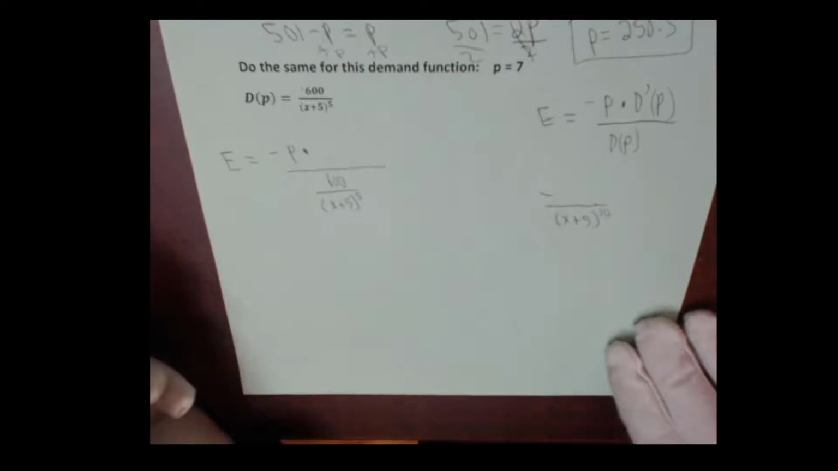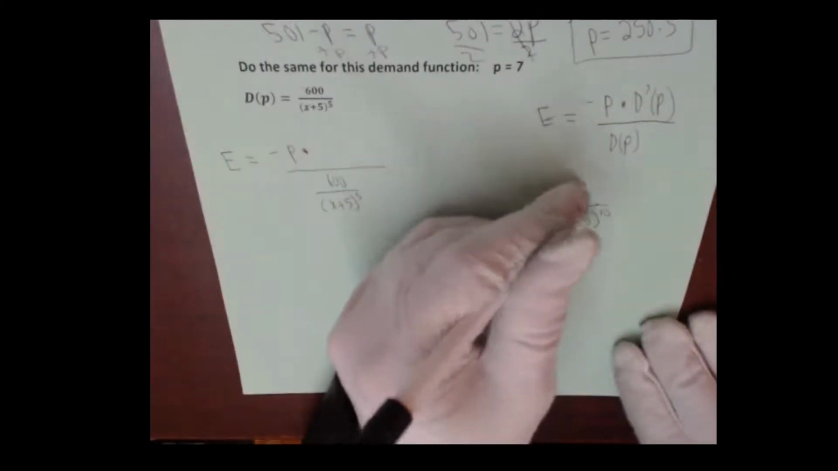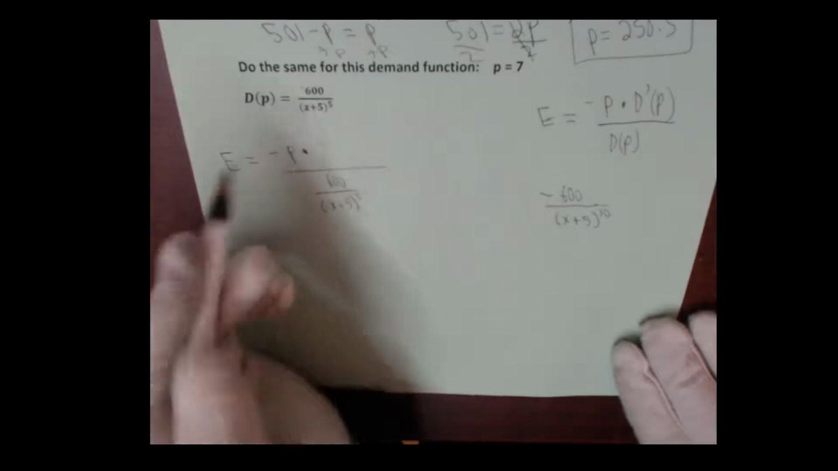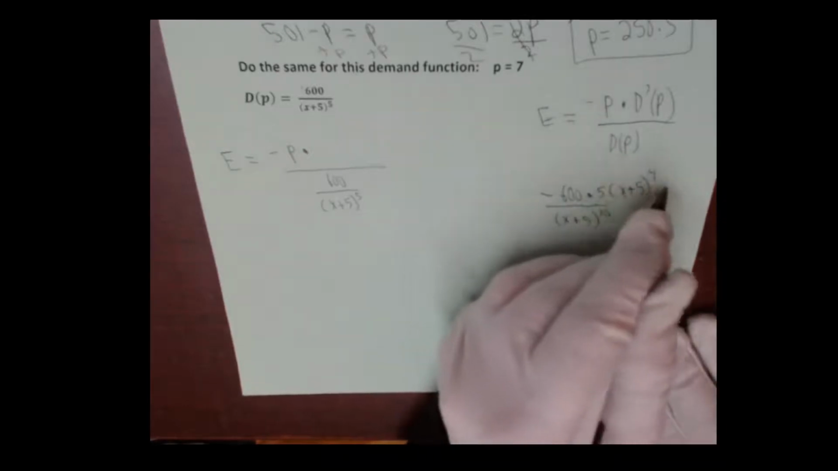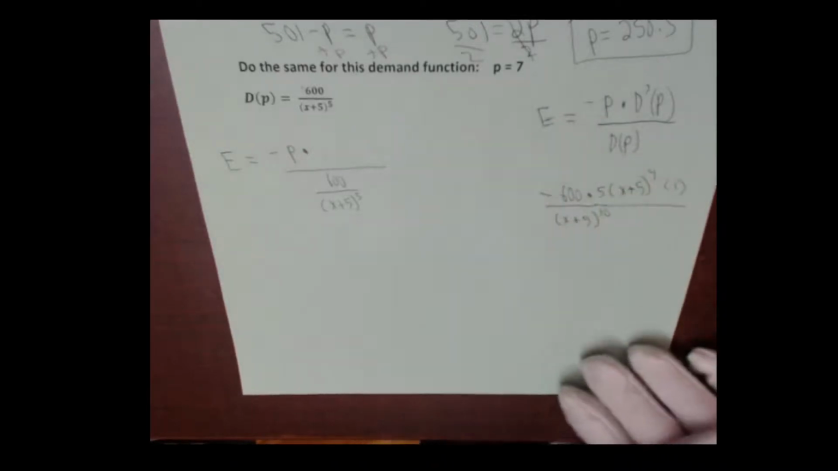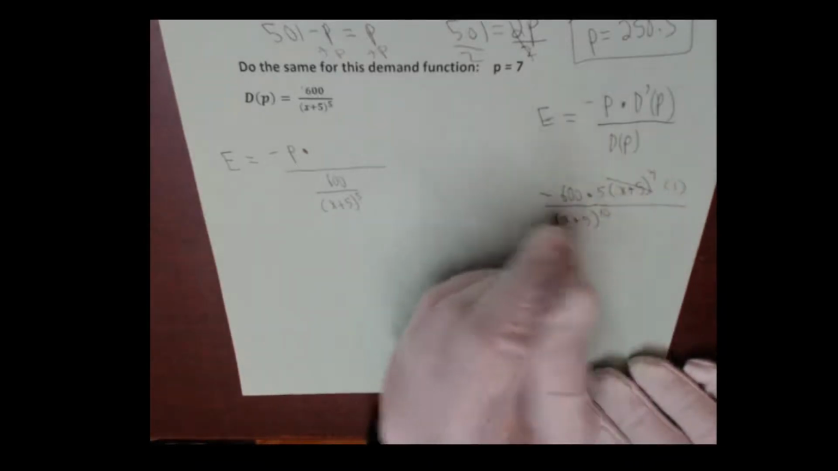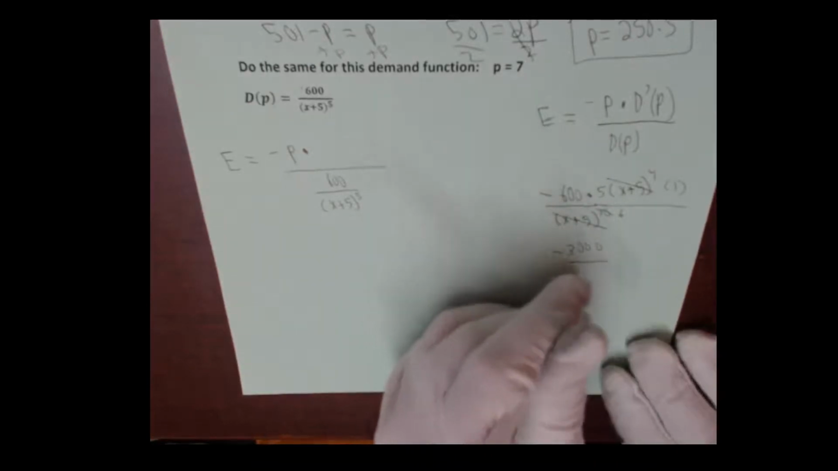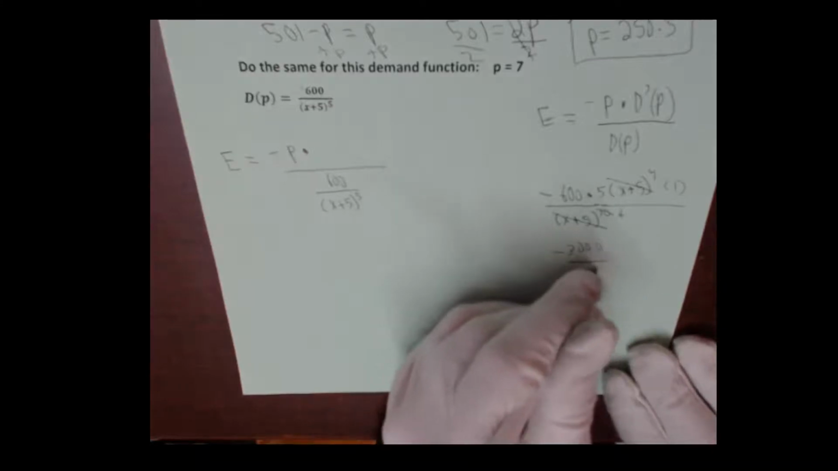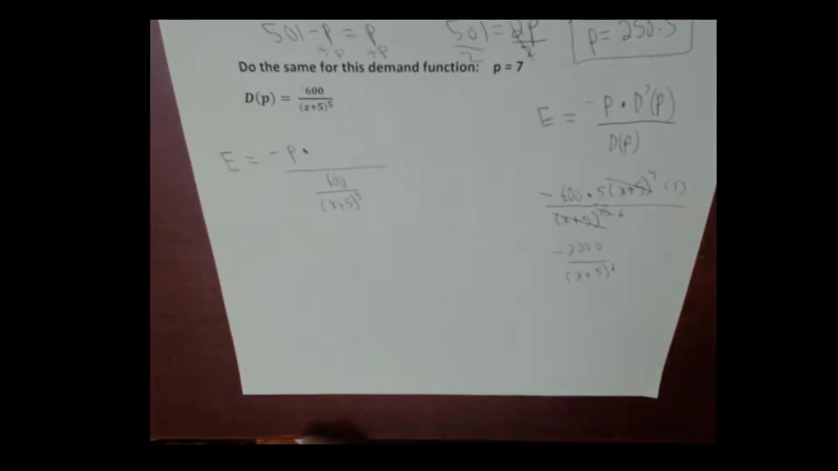Quotient rule says I then have a minus, and then it's high times the derivative of the low. So for the derivative of that, the 5 comes out in front. Then it's x plus 5 to the 4 times the derivative of the inside, which would just be 1 from the chain rule. So that is our derivative. Let's go ahead and clean this up a little bit. I noticed that 4 of these x plus 5s will cancel, which will make that a 6. So I get negative 3,000 on the top and x plus 5 to the 6th on the bottom.